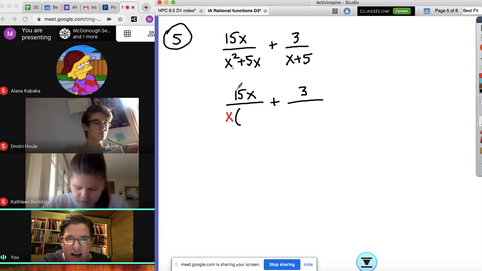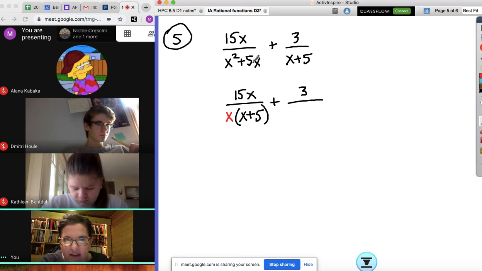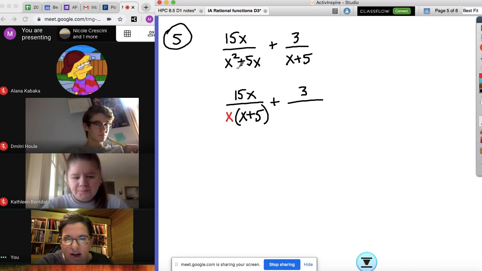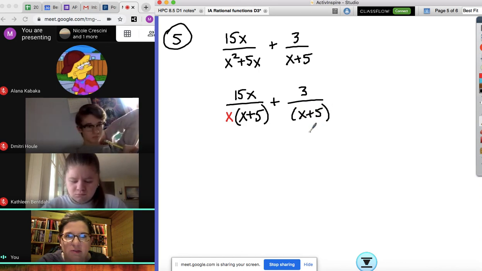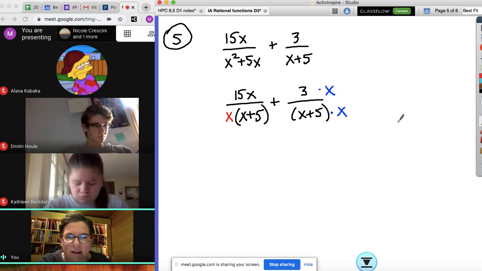So if you take an x out, you'll still have an x. X times x is x squared. X times 5 is what would give you this 5x here. Think about if you were distributing the red x through, you get this original denominator. Factoring it out like that just helps you see, oh yeah, they both have an x plus 5 in common, but this one has an x, this one does not. So Alana, you're right. You need to multiply this fraction over here by x.